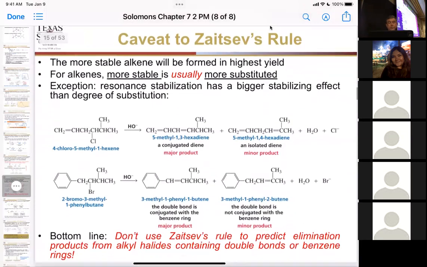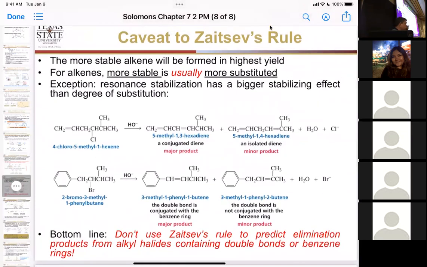Okay. Now, there's two other rules that combat with Zaitsev's Rule. The only two things you have to worry about are, number one, if there's already a double bond in the substrate, you're going to form the double bond that can be conjugated with the substrate. Remember what conjugation is. Conjugation is where you have a double bond, single bond, double bond. Okay, and conjugation is good because these are pi bonds, right? And you can have the p orbitals overlap with each other in conjugation. So if you can put two double bonds together, you will.